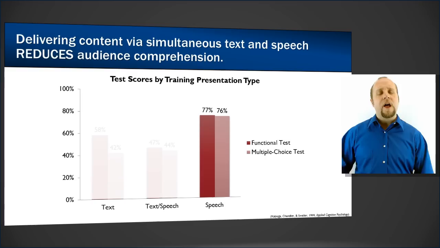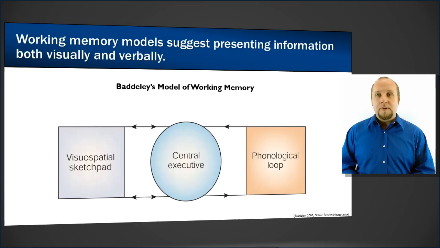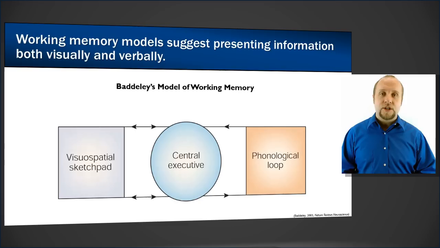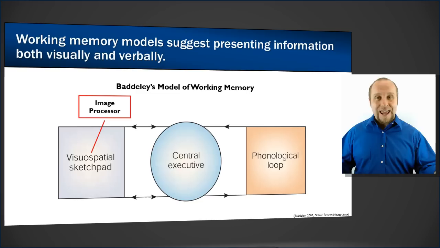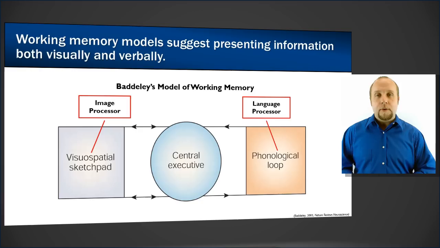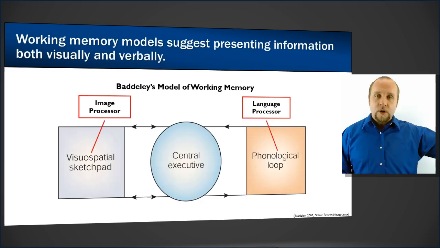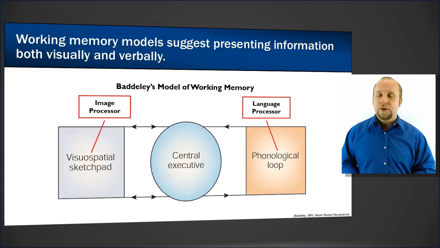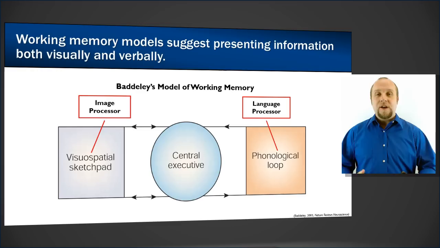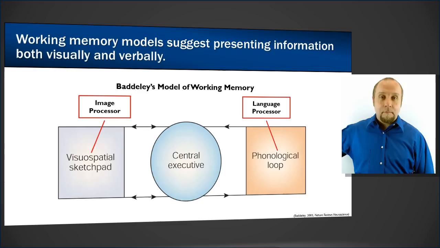And this tracks well with what we know about models of human working memory. Baddeley's model of working memory suggests that when we receive information through our senses, our central executive sends it to one of two places, either the visuospatial sketchpad, which processes images and visual information, or to the phonological loop, which processes language. We know that linguistic information, whether it's presented in a text-based form that a person can read or in spoken form, both types of information are processed by the phonological loop. This model of working memory would suggest that we are overloading the phonological loop when we are simultaneously presenting both written and spoken information.